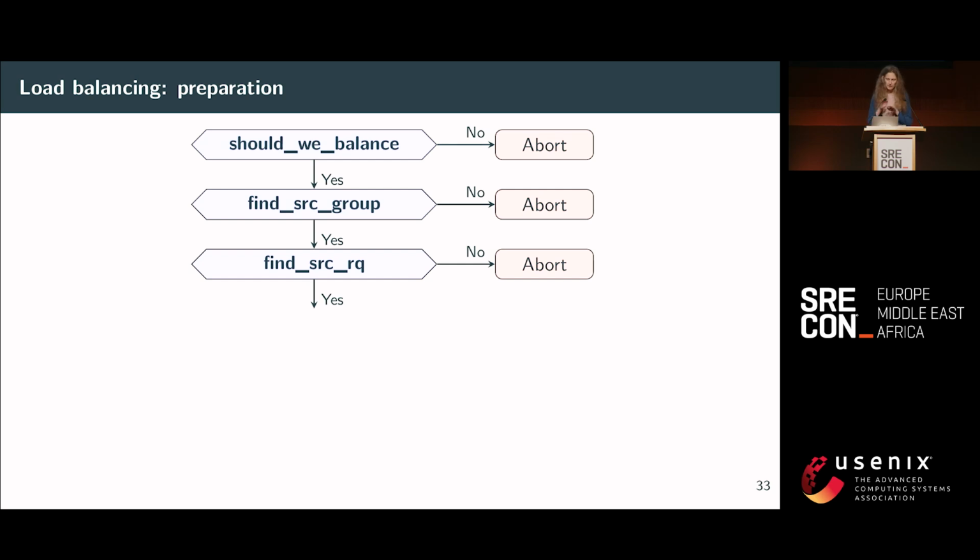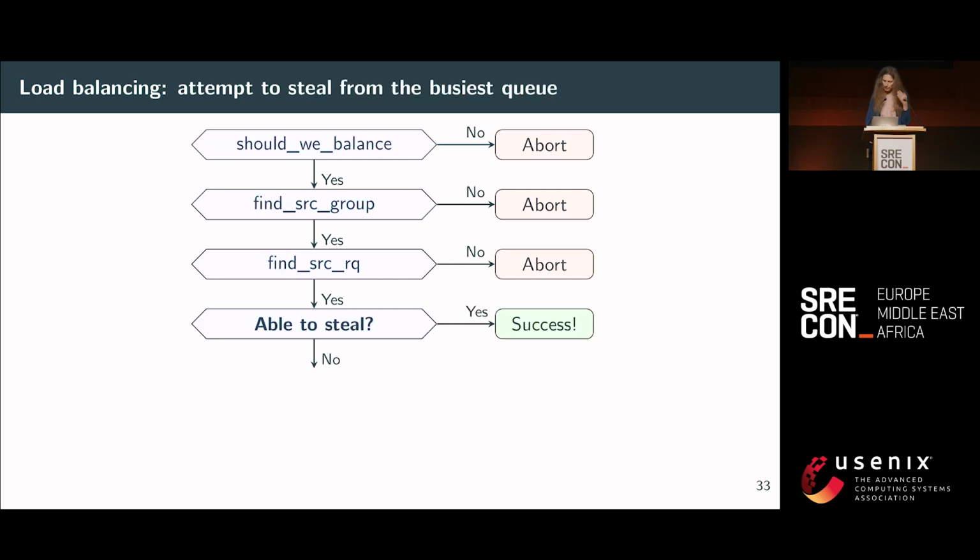Should we balance? That's kind of a basic test. Are we allowed to be the one who's stealing things? And then if it's allowed to steal, then it should find another group of cores that it could steal from, and then a single run queue in that group that is the best one to steal from. So it's a hierarchical system that has to do with the fact that it's a big machine, for scalability and so on. So basically we have these three tests, and if any of them fails, then the whole process gives up.